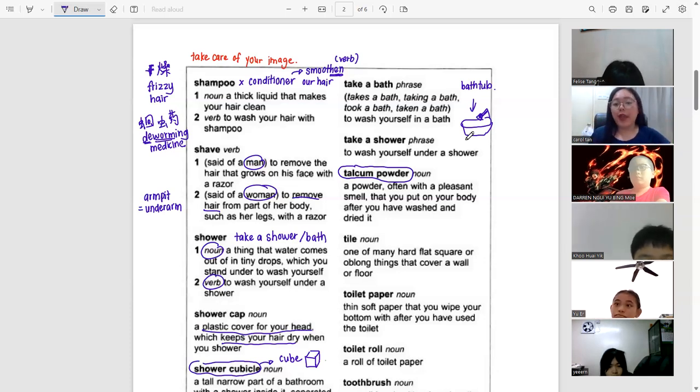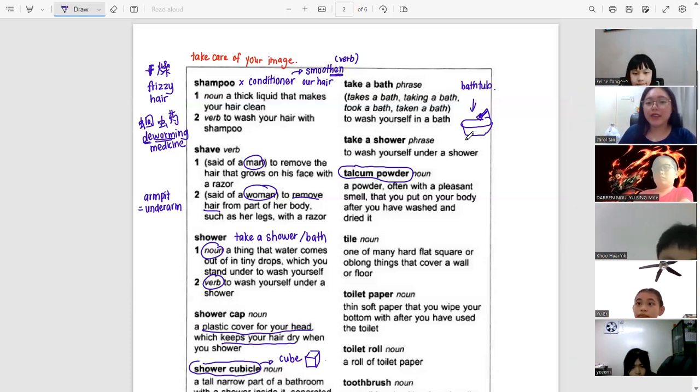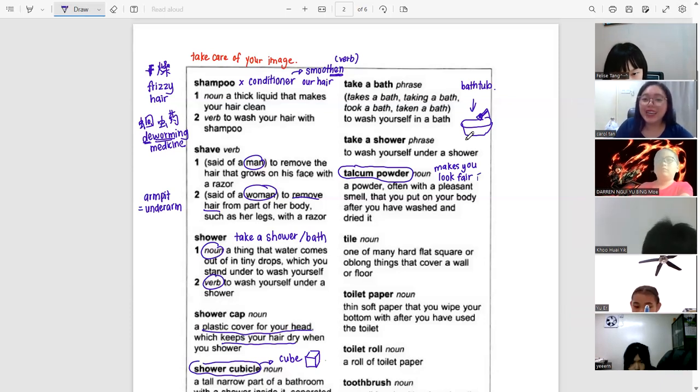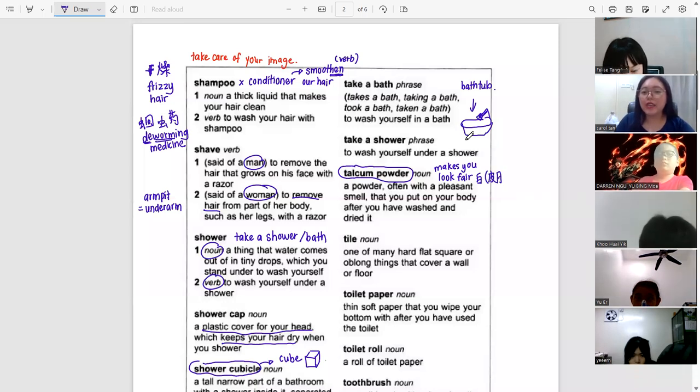Yeah, I don't understand Malay. Oh, you don't understand Malay? Never mind. Okay. You can write talcum powder makes you fair. What is makes you fair? 看起来很白, makes you look fair. You don't say makes you look white, huh? Don't go and direct translate. 白 is like 你皮肤的白. Don't say makes you look white. Baby powder. Baby powder also can.